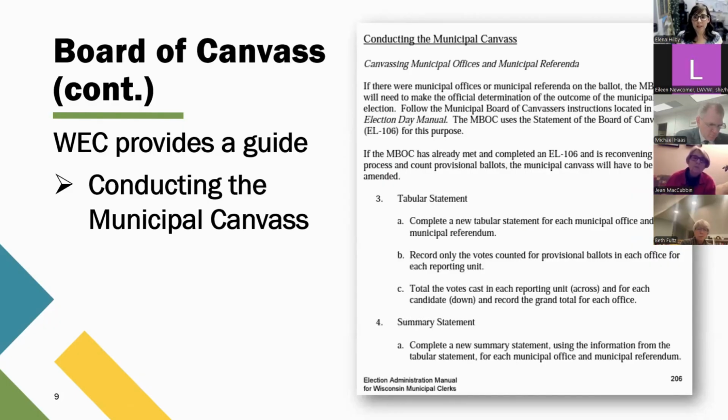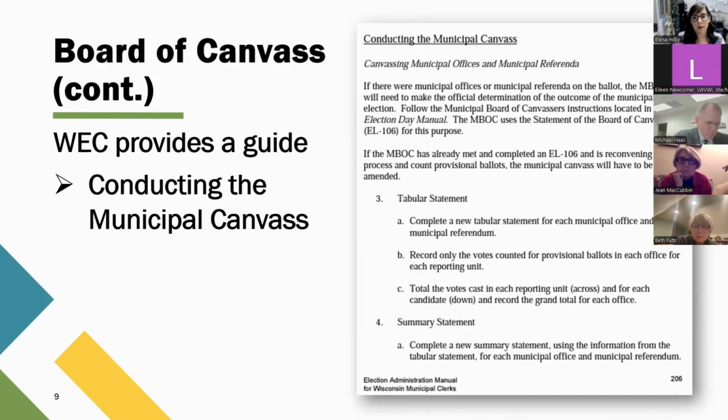So WEC provides a step-by-step guide for conducting the Municipal Board of Canvass. It outlines what to review, how to prepare the materials, and what needs to be documented in the record. The guide also explains the roles of the chief inspector and the municipal clerk, when the canvass can legally take place, and how to handle corrections or provisional ballots.